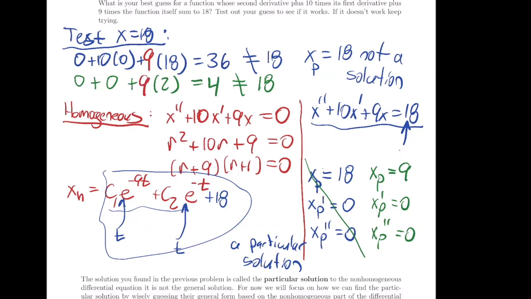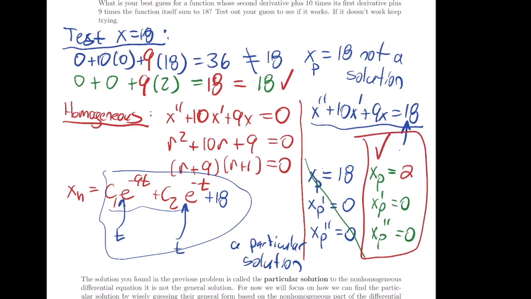Yeah. Okay. And then the 2 works. Thank you. That does give us 18. Sorry. And then that does check out. So x of p equals 2 does work. So plugging in this constant solution, x of p equals 2, would be a particular solution. It is not going to be the general solution, right?